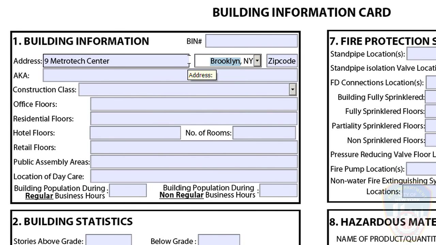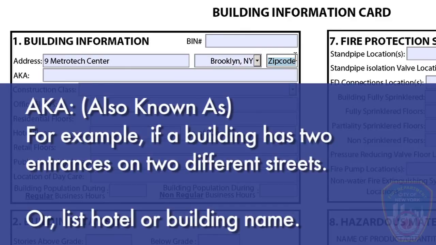Notice you can edit the drop-down menu, and you can type in the city where the building is located. Next, input the zip code. AKA, also known as, if the building is referred to by another address. This would be if a building has two addresses on different blocks. You would indicate that here.